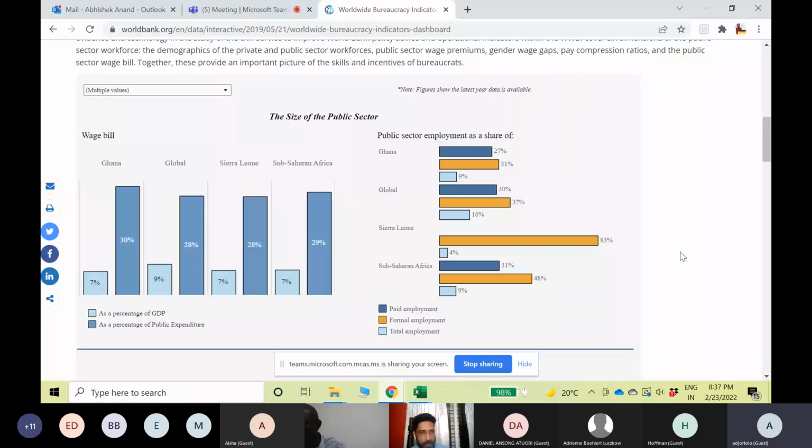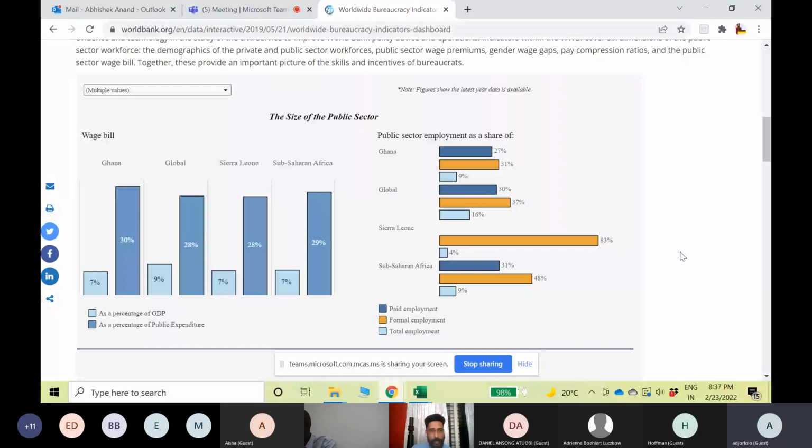So the first thing is the wage bill, how much the government is paying to its public sector employees. That is not expressed here as an absolute number, but as a proportion of overall GDP and of the overall public expenditure. If you look at it as a proportion of overall public expenditure, which is the dark blue bar, in Ghana, 30% of the government's total expenditure goes to paying the wage bill for its employees.